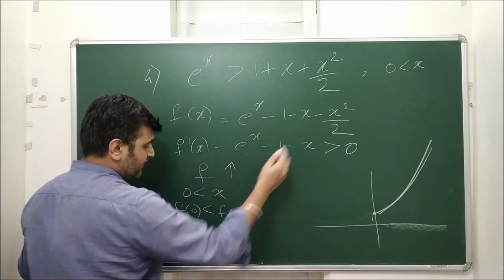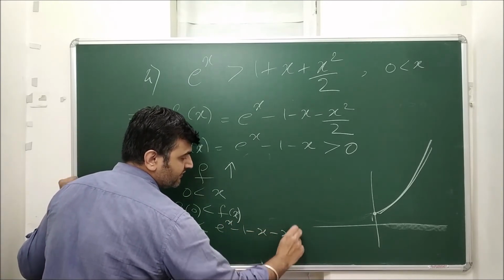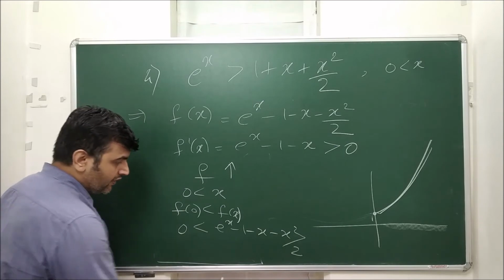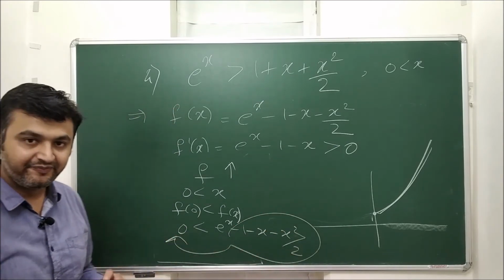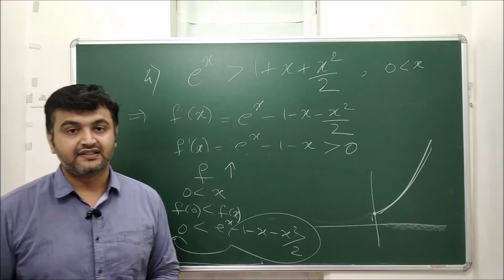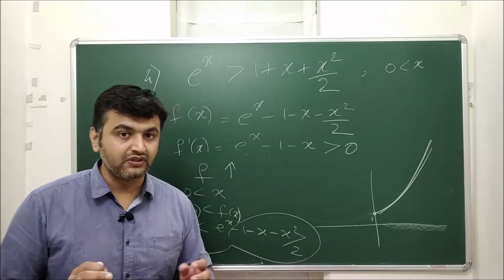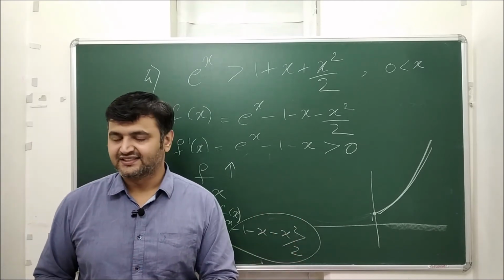E raised to 0 is 1, it is 0, less than f of x, e raised to x minus 1 minus x square by 2. You take all these three terms on the left hand side, you get the answer. See, so that's how one can use the technique of increasing and decreasing if it is difficult to choose the function. Okay, now let's conclude the lecture by taking a last example.